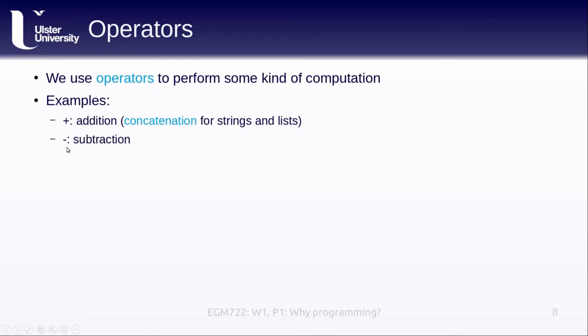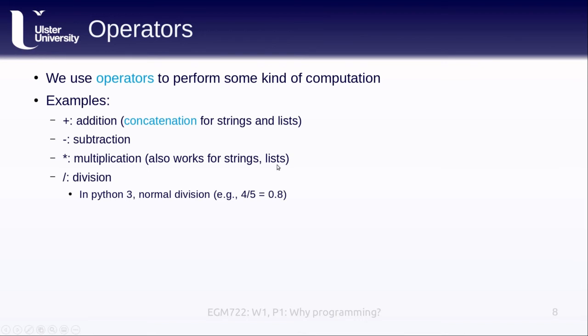To do subtraction, we're using the minus sign. Multiplication is done using the asterisk symbol, but again, this operator also works for strings and lists, though it does something a little bit different. For division, we use the / symbol, and in Python 3, which is what we are using in this module, the division that is returned by this operator is normal division. It's what you would expect to happen if you divide 4 divided by 5, you get 0.8 back.